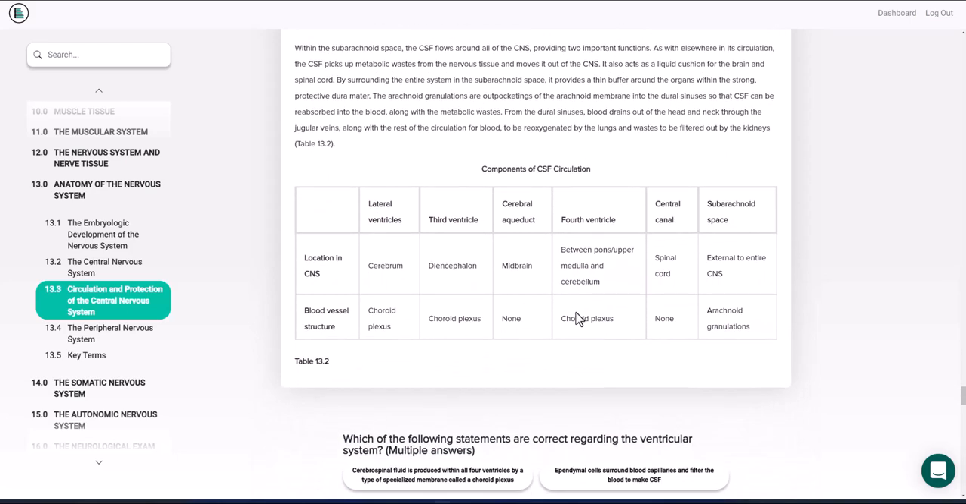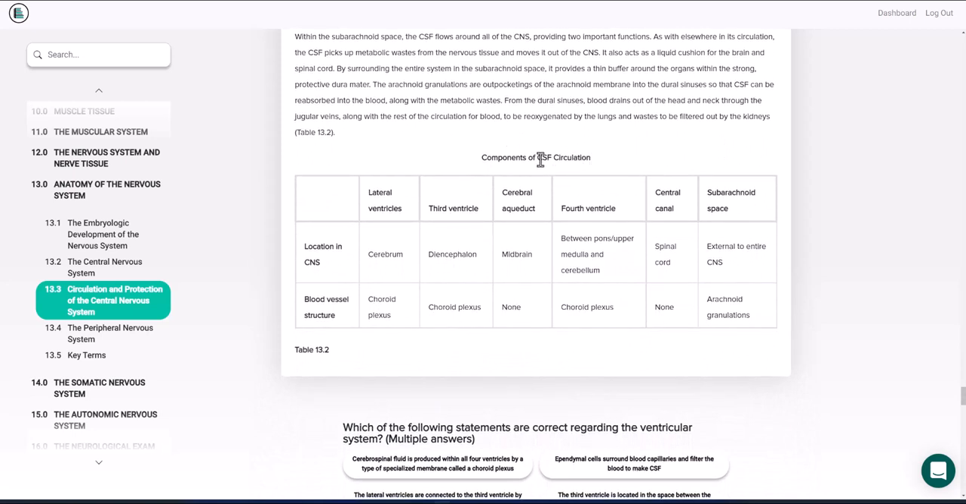So here are those CSF circulation components. Again, you have the lateral ventricles found in the cerebrum, the third ventricle found around the diencephalon, the fourth ventricle found between the pons, the upper medulla, and the cerebellum. And there's also fluid in the central canal of the spinal cord and in the subarachnoid space, which surrounds both the spinal cord and the brain.